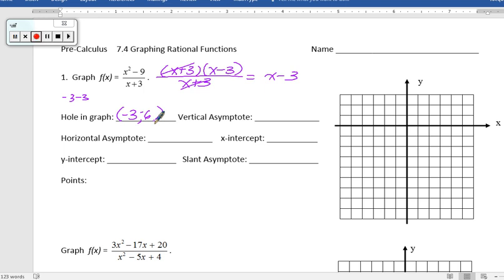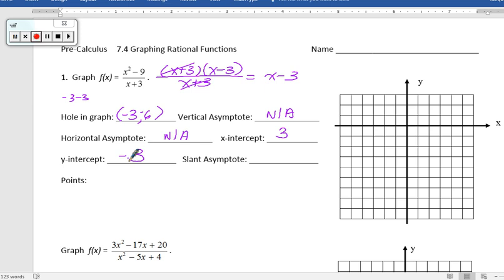Vertical asymptotes would come from the denominator going to 0, but since that canceled out, we will have no vertical asymptote at this point. This is going to be a linear line. This is just a slope and a y-intercept. So we're no longer going to have a horizontal asymptote. The x-intercept would come from solving this equation here, letting y be 0. So the x-intercept is going to happen at 3. The y-intercept will occur when we substitute 0 in for x. So we're going to have a y-intercept at negative 3.